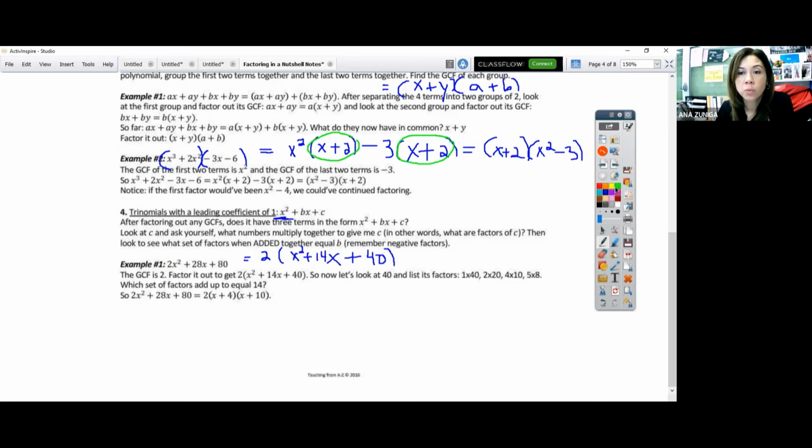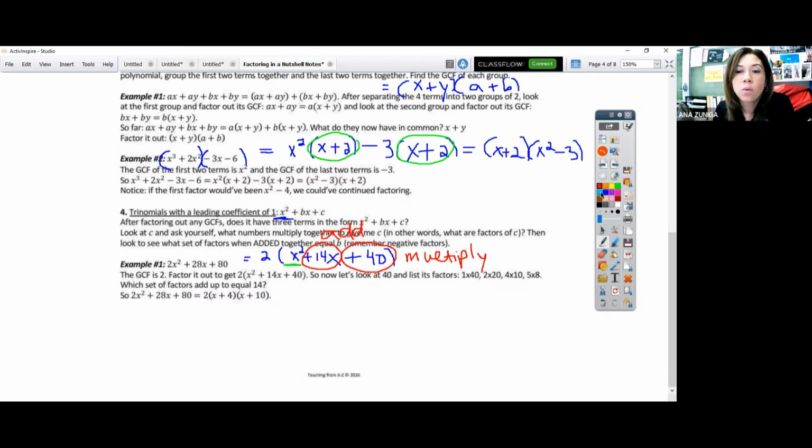So how do trinomials work? This trinomial has a leading coefficient of 1, which is great, because what I do now is check the back number and say what multiplies to give me positive 40 that's going to add to give me positive 14. Okay? So what's going to multiply to give me positive 40 is going to add to give me 14. And this is where you knowing your times tables actually comes into play. 1 multiplies to give me 40. 1 times 40, 2 times 20, 4 times 10, 5 times 8.